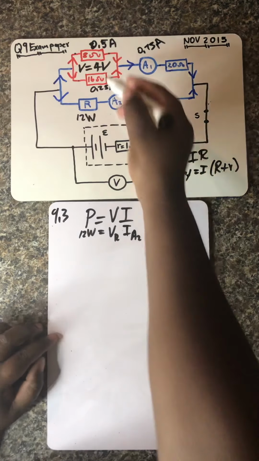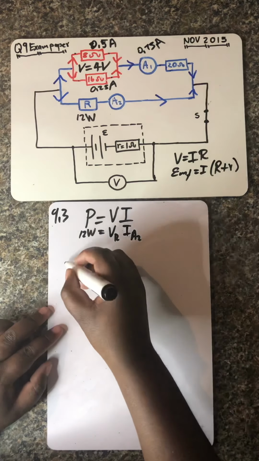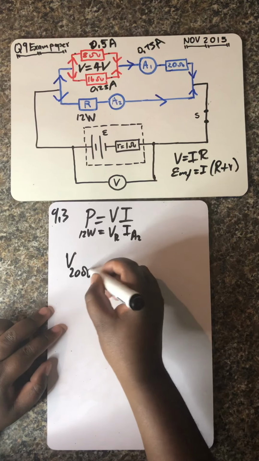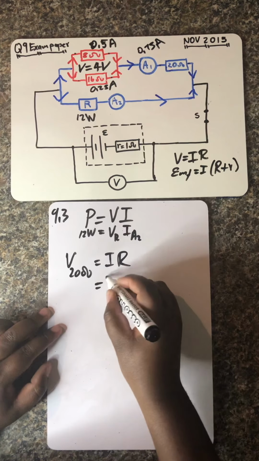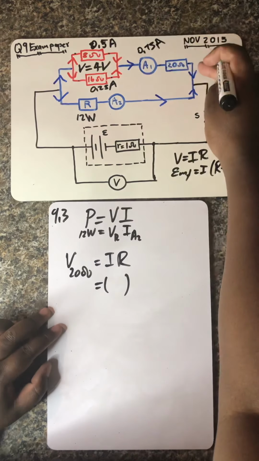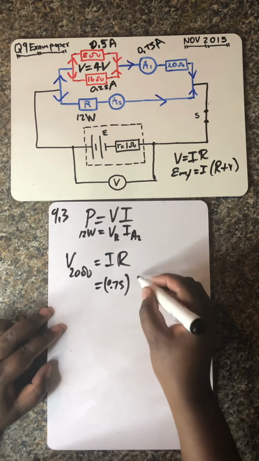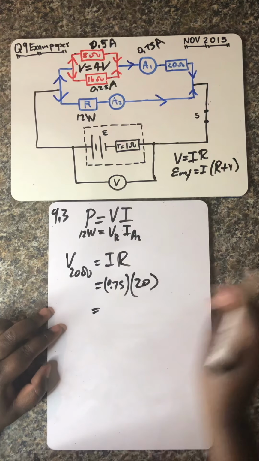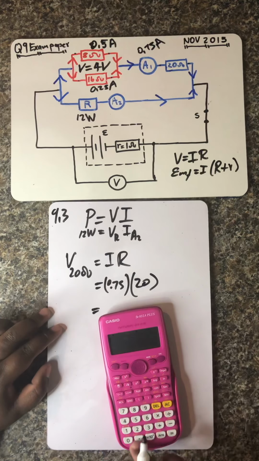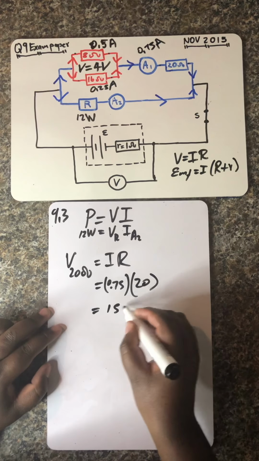So let's see, we've got that V there is 12. Let's try to calculate V there. Okay, so that means V at 20 ohms resistor, we know V is equals to IR, right? So what is the current flowing there? Obviously we've calculated it, it's 0.75, right? It's 0.75. What is the R there? It's 20. Then let's see, it's 0.75 times 20, it's equals to 15. So it's equals to 15 volts.